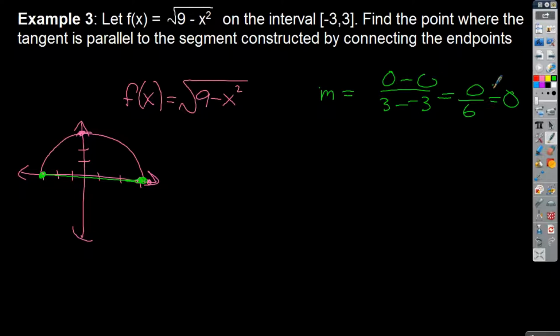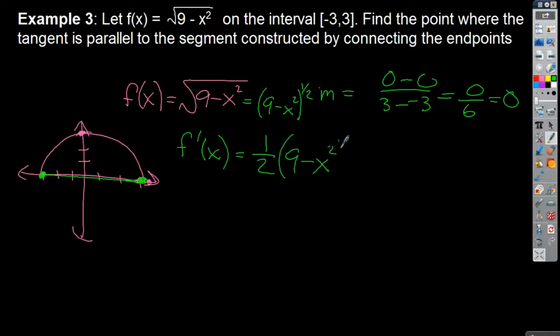Now, the way I do that is by finding the derivative. Since the derivative tells me slope, I'm going to find f prime of x here. And just so we know that, we have 9 minus x squared to the 1/2 power. That makes it so I can use the chain rule. All I did there was rewrite this. So if I use the chain rule now, I have 1/2, leave the inside alone, times the derivative of the inside. The inside is negative x squared, so I have times negative 2x.